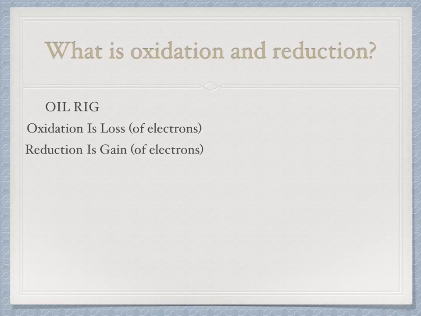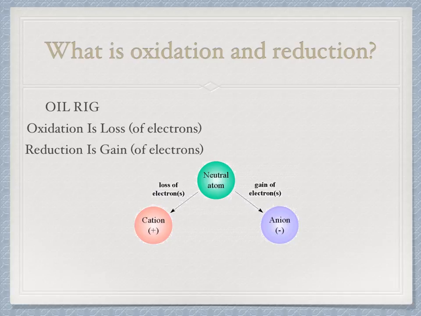Now, what is oxidation and reduction? An easy way to remember oxidation and reduction is OIL RIG. Oxidation is the loss of electrons, and reduction is the gain of electrons. So if you look here, you've got a neutral atom. If it loses an electron, so it's losing a negative charge, it's going to form a positively charged ion, which we call a cation. If it gains electrons, it forms an anion, a negatively charged ion.